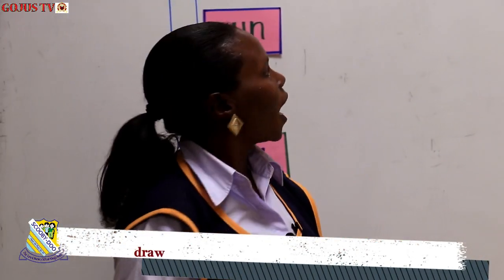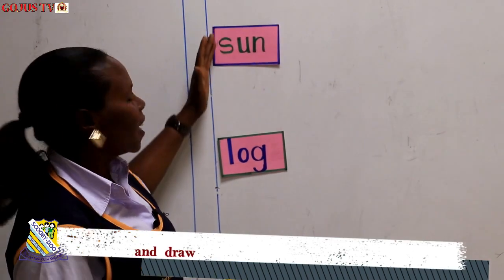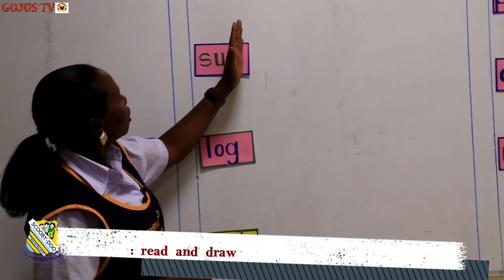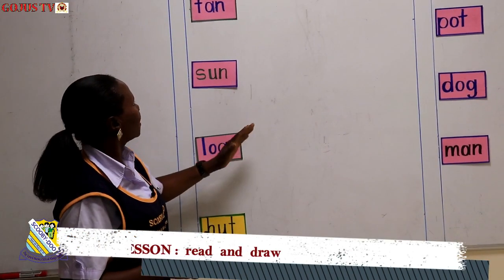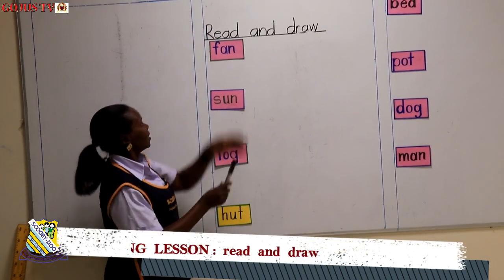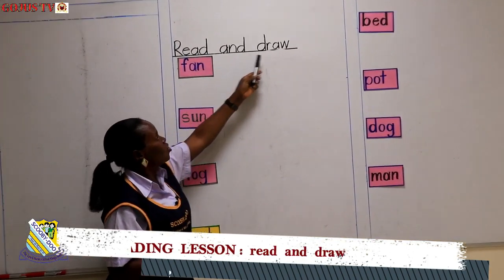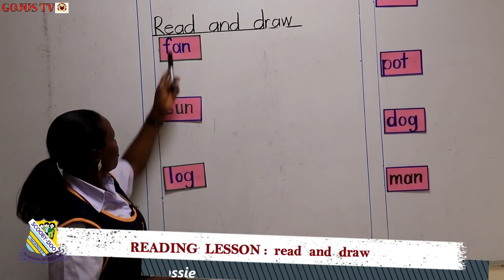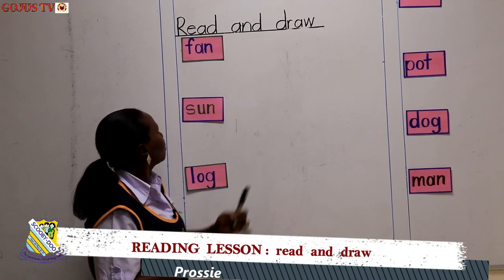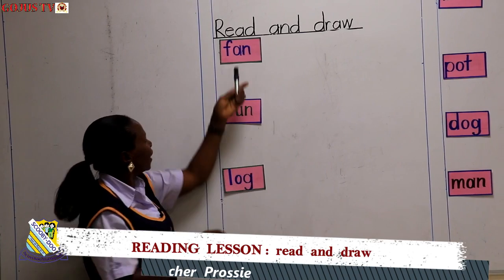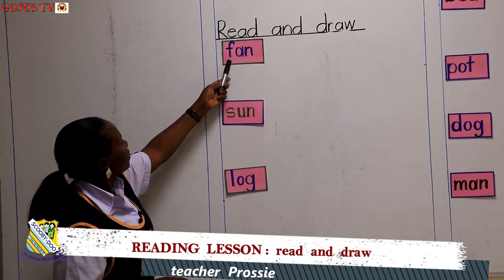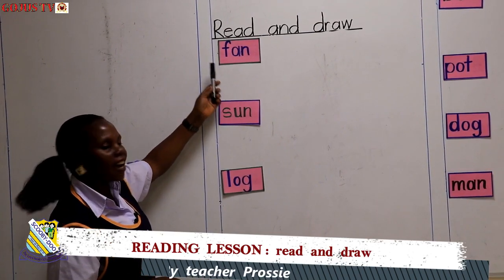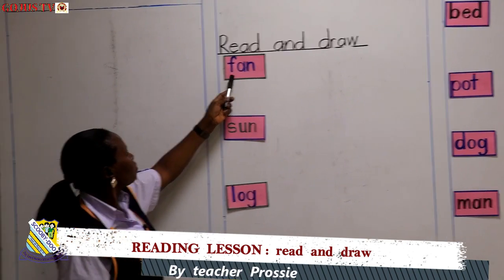Today we are going to have the words, and thereafter we shall draw the pictures for the words. As the heading says, read and draw. Can you read the heading? Read and draw. And we have the first word here. The first word. Can we all go together?